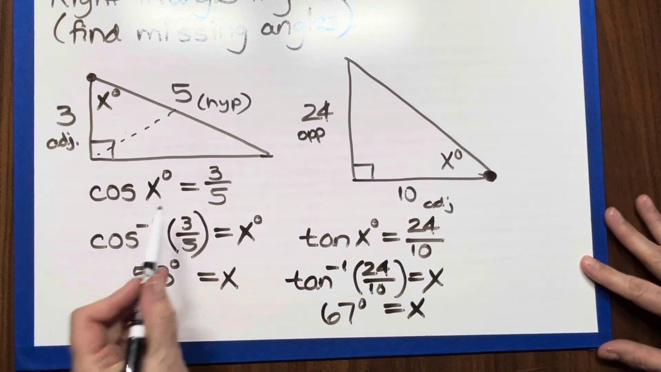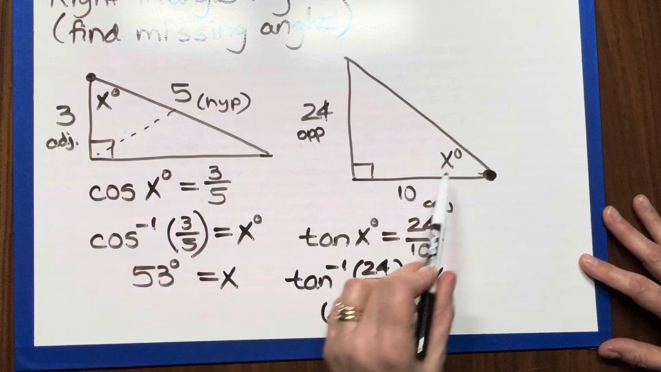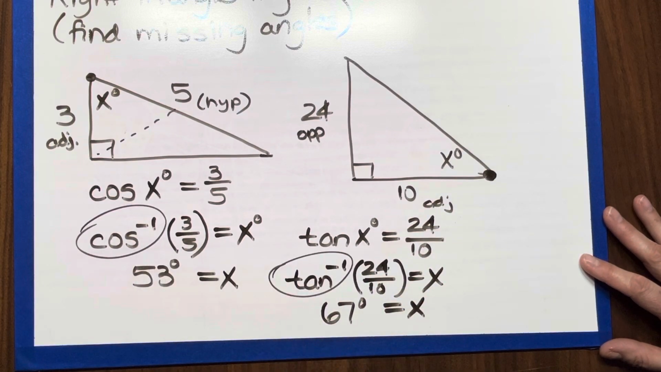So the setup is the same for these equations. The only thing that's different when you are finding an angle only is to use this inverse for whichever trig function you're using. And that is how you can find an angle in a triangle that's a right triangle.